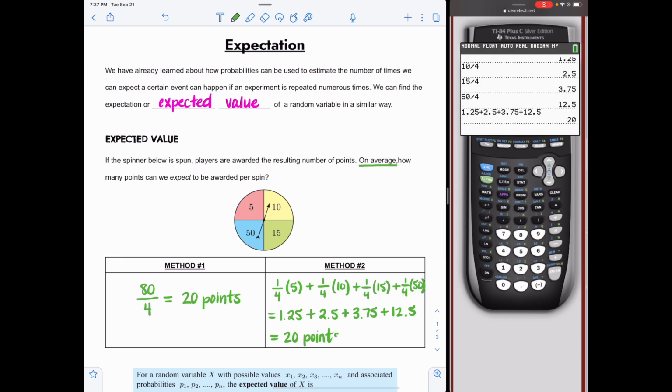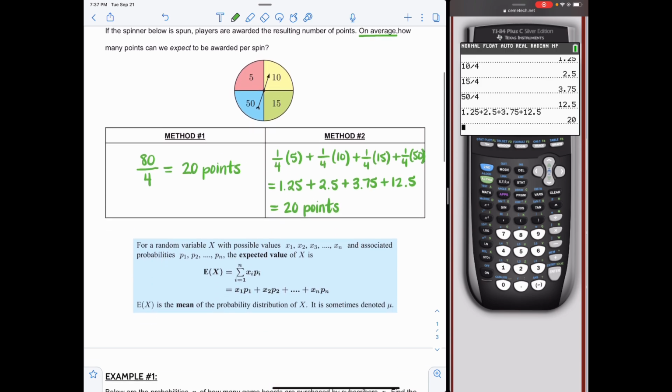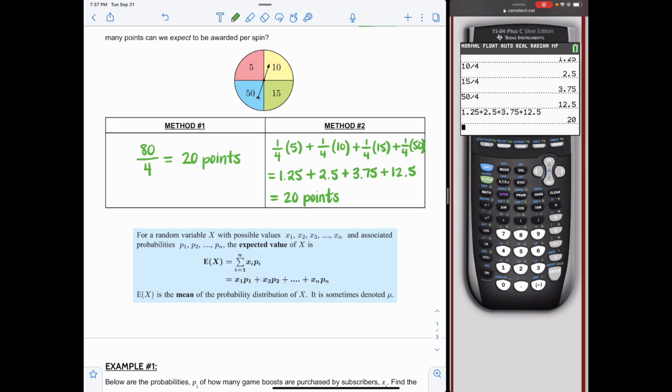Okay? So we can say here, for a random variable x with the possible values x sub 1 all the way to x sub n, and the corresponding or associated probabilities p sub 1 to p sub n, the expected value of x is given by the formula E of x is equal to the summation of my possible values times their respective probabilities. And we also know that E of x is also known as the mean or the average of the probability distribution, and it is sometimes denoted as the Greek symbol mu.